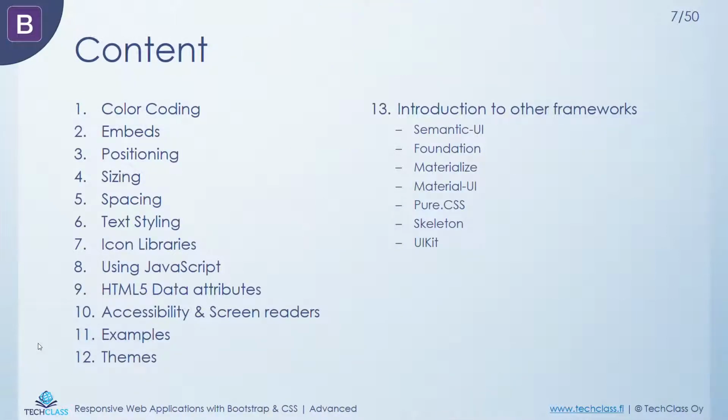For the content of this part of the course, first we're gonna go a bit deeper with color coding, as we discussed also in the previous part, how to insert embeds in your web pages, positioning, sizing, spacing, text styling, how to use those icon libraries instead of using small images and icons, using JavaScript, just the introduction part, and then some specific HTML5 data attributes, a bit about accessibility and screen readers, some examples where we can find them, and Bootstrap themes, and a very short introduction to other frameworks, the most popular ones other than Bootstrap, because Bootstrap is not the only CSS framework.